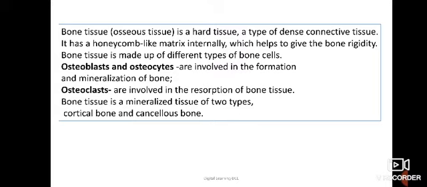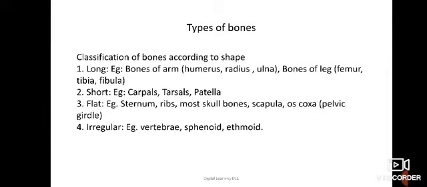Osteoblasts and osteocytes are involved in the formation of bone and mineralization of bone. Osteoclasts are the third type of bone cells, which are involved in the resorption of bone tissue. Bone tissue is a mineralized tissue of two types. Those are cortical bone and cancellous bone.